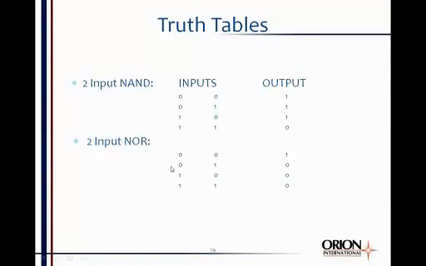NOR is just the opposite of the OR. The only time I have a 1 output is if I don't have any 1 inputs. So 00 input will produce the 1 output. Here I've got a 1 input, so that's going to produce a 0 output. Here I've got a 1 input, that's going to produce a 0 output. And the 11 input will also produce a 0 output. So there's the two-input NOR gate truth table.